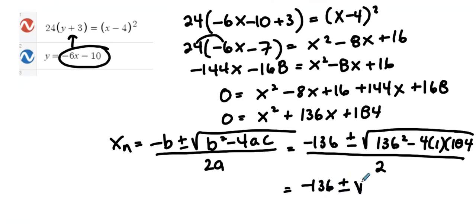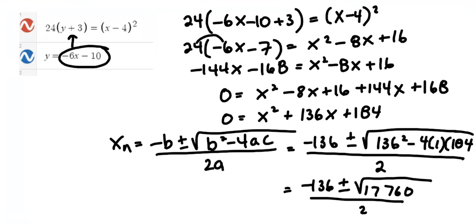Okay, so I'll show what I got for the radical. No, I actually didn't write that down. So just give me a second. I guess I can do it now. So we have 136 squared minus 4 times 1 times 184. This is the square root of 17760.